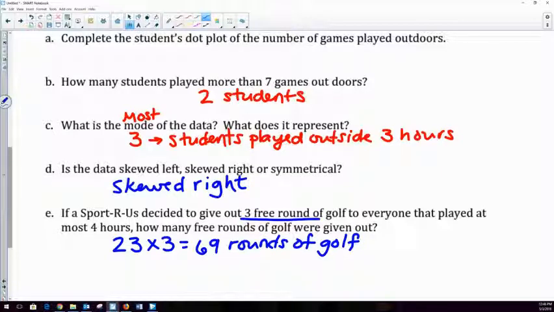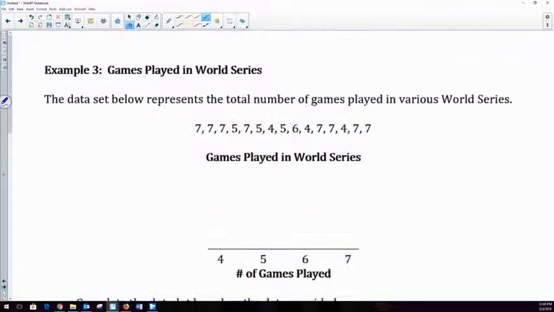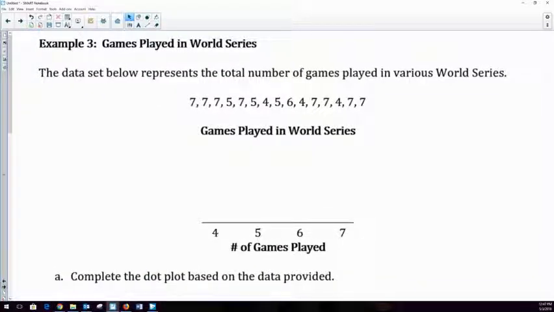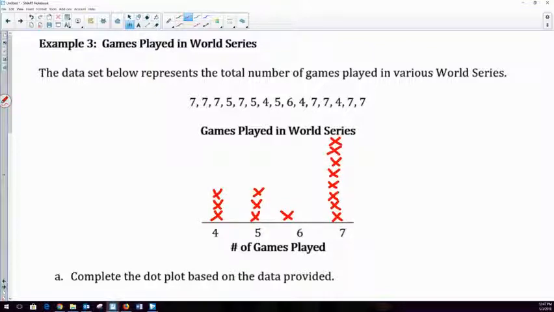Is this making sense to you? I'll go through one more example to help you out in case you're still a little confused. Who are my baseball fans? This one's for you. Example 3 is talking about the total number of games played in various World Series. We're going to go ahead and complete the dot plot like we did before, so you do yours as I do mine. And then once you get all your dots or X's in place, make sure you got all your data points on there.